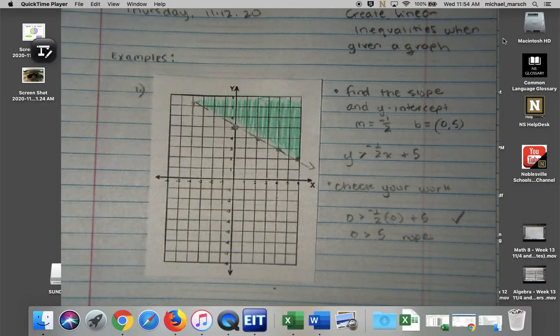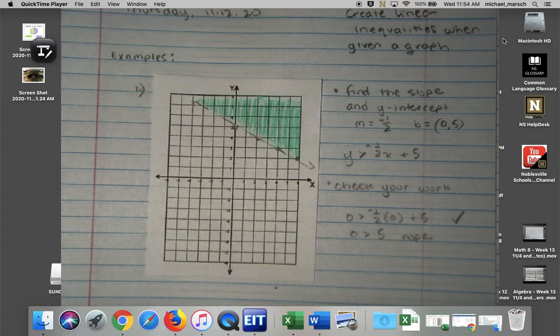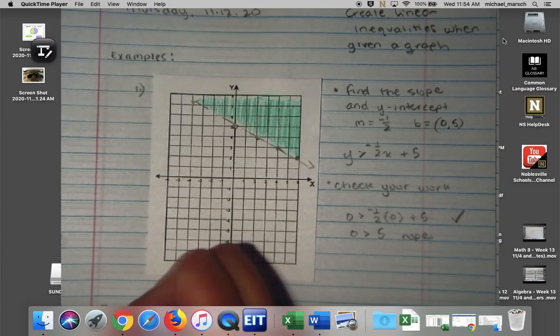Not too bad, right? Not bad at all. Okay, let's do another one. Glue in another graph here. Hopefully we won't have the problem where it won't fit again.